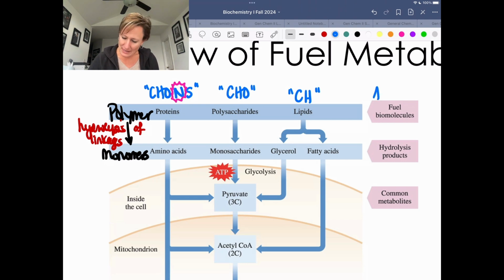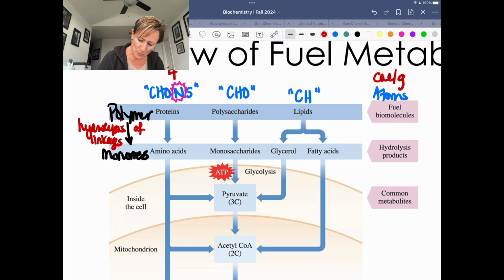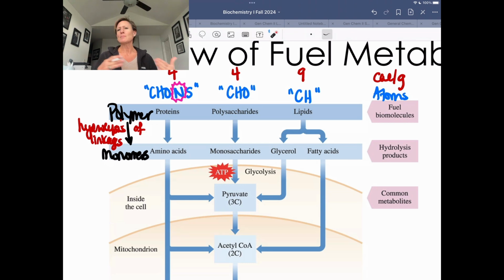So here's the atoms that we create these polymers from. And importantly, I want us to be able to think about their caloric value. How many calories per gram? Well, proteins and carbohydrates are both worth the same, 4 calories per gram. Lipids are worth 9 calories per gram. We'll get into the weeds next semester as to why, but remember what fuel metabolism is. We take fuel, combine it with oxygen, give us carbon dioxide, water, and energy.